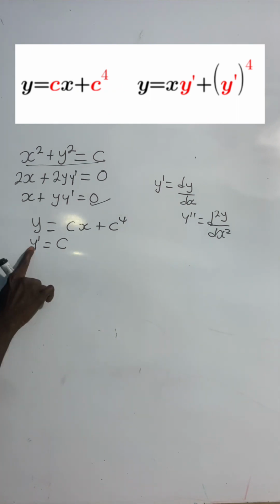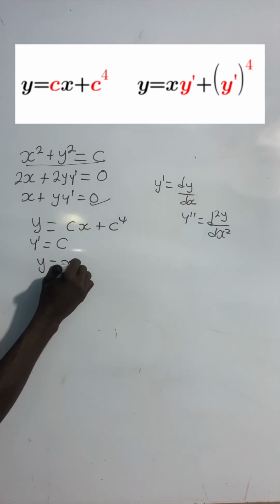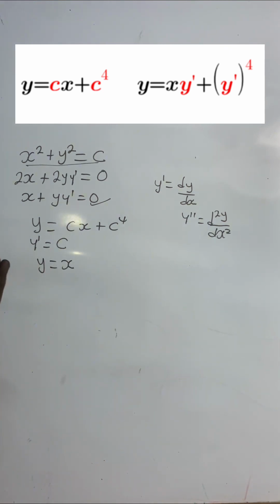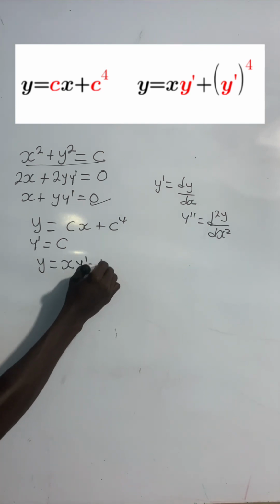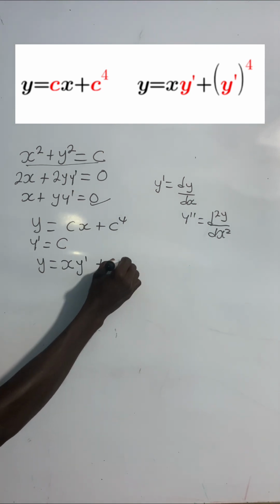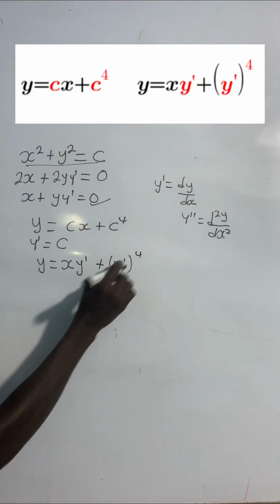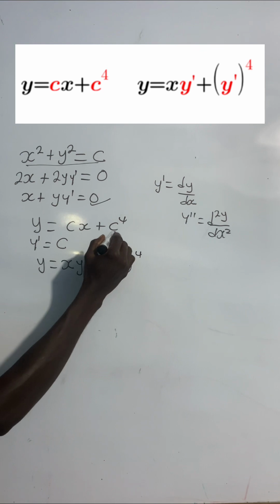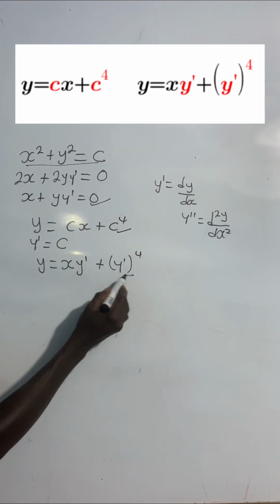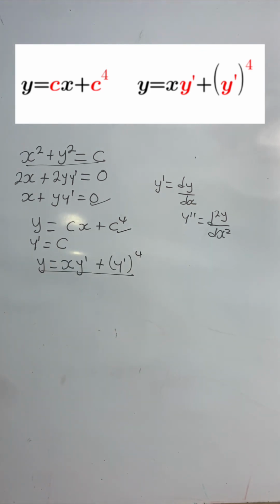Now, wherever we see c in the original equation, let's put y prime there. So we're going to have x times c, that gives x times y prime, plus c to the power 4, and c is y prime, so we write y prime to the power 4. So this simply tells us that y equals cx plus c to the power 4 is a solution to the differential equation y equals x y prime plus y prime to the power 4.